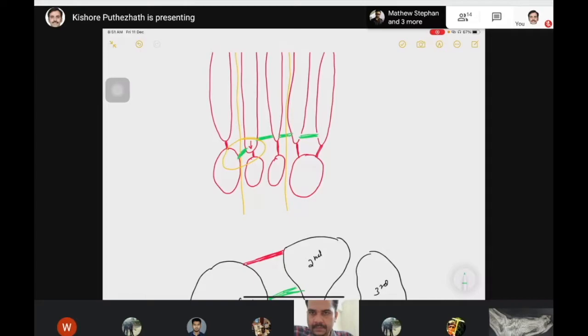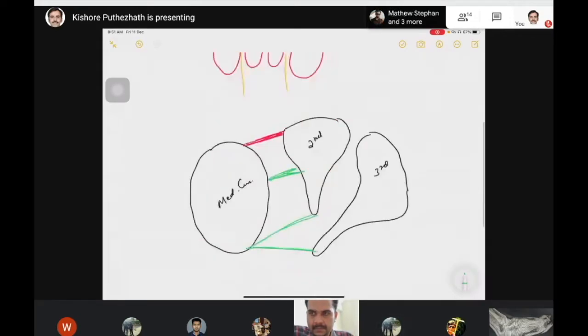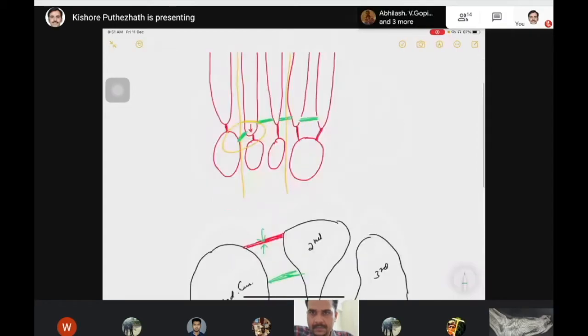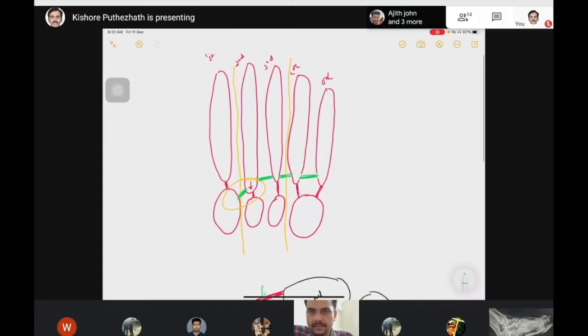So if somebody asks you the definition of Lisfranc injury, you can quote some textbook and say that it is the disruption of the medial cuneiform, second metatarsal articulation, and you can add a lot of other things. The basic problem is the disruption of this, the strongest part of the Lisfranc. So you should be able to draw this. When somebody asks you about Lisfranc injury in a theory exam, if you draw this, some marks can be obtained from the drawing itself.